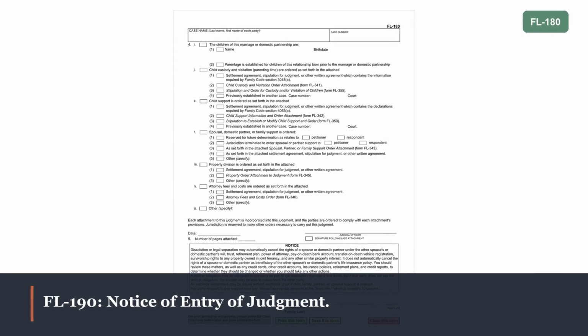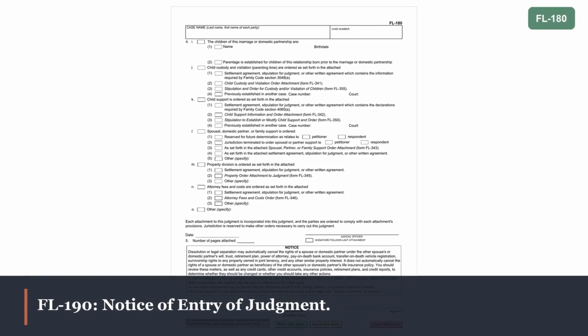FL-190, Notice of Entry of Judgment. Form FL-190, Notice of Entry of Judgment, is filed together with FL-180. Once the court clerk enters the signed judgment into the court's records, the clerk uses FL-190 to formally notify both parties that entry has occurred. The clerk mails a filed copy of FL-190 to both the petitioner and the respondent. This notice matters beyond formality. It documents the exact date the judgment was entered, which can be relevant for deadlines tied to appeals, remarriage, and other post-judgment steps.